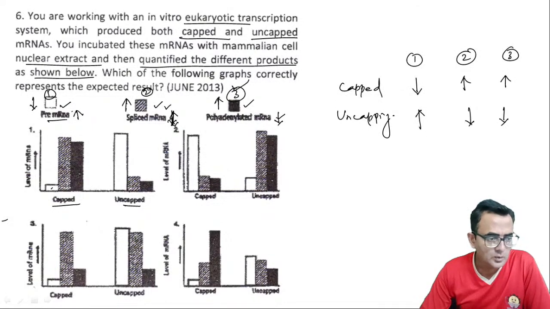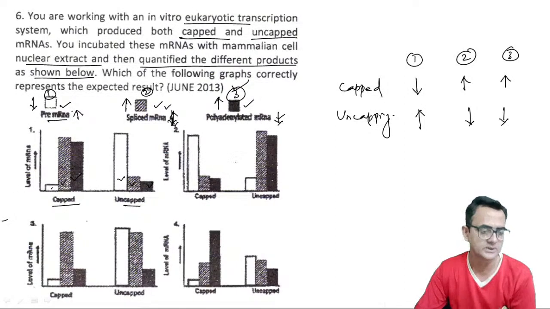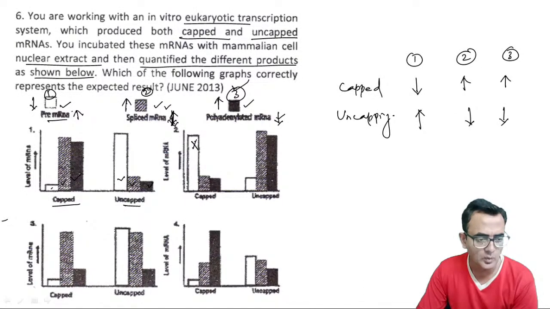So this is low, high, high, this would be correct for capping, the capped condition. And if we talk about the uncapped condition, so this is high, this is low, this is low, this seems correct, but we have to go through the other choices also. So here the capped condition has very high pre-mRNA. No, this is wrong, right? The entire thing is wrong then.